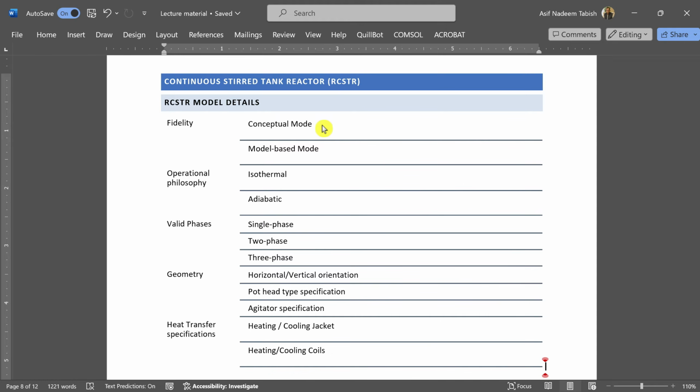The CSTR can be simulated as an isothermal reactor or can be simulated as adiabatic reactor. Single phase, two phase and 3-phase flash types are available.